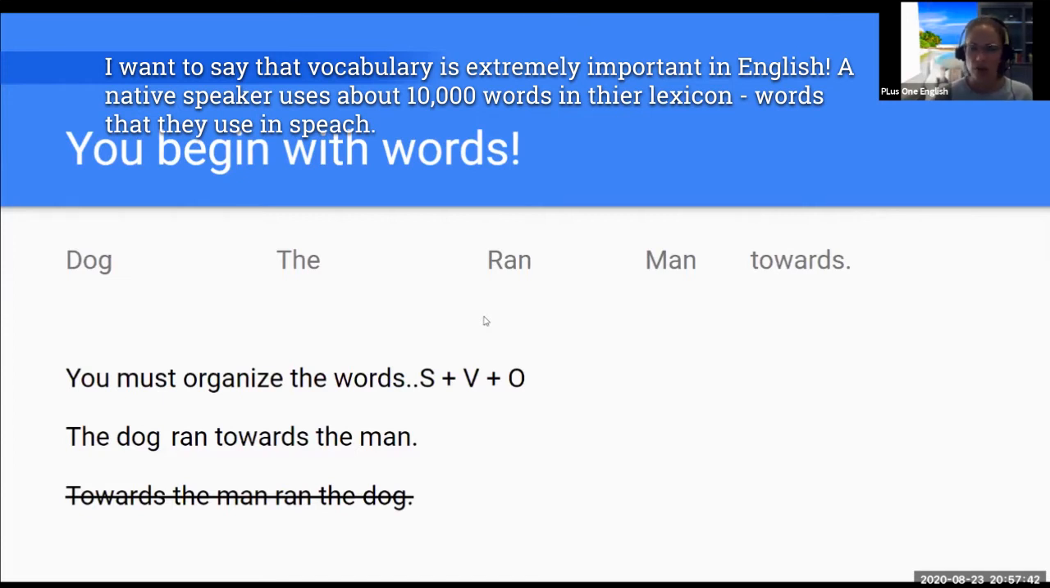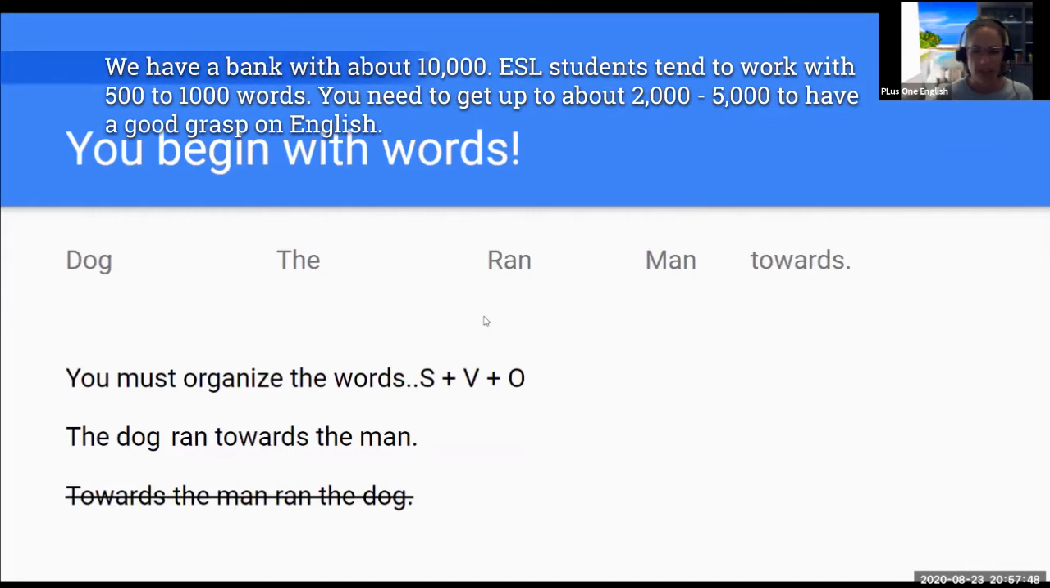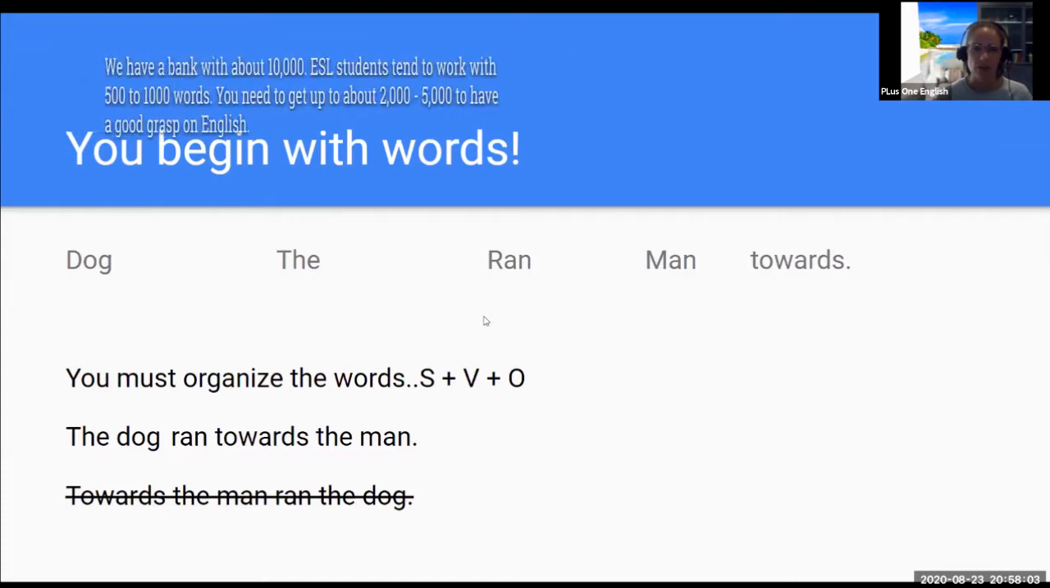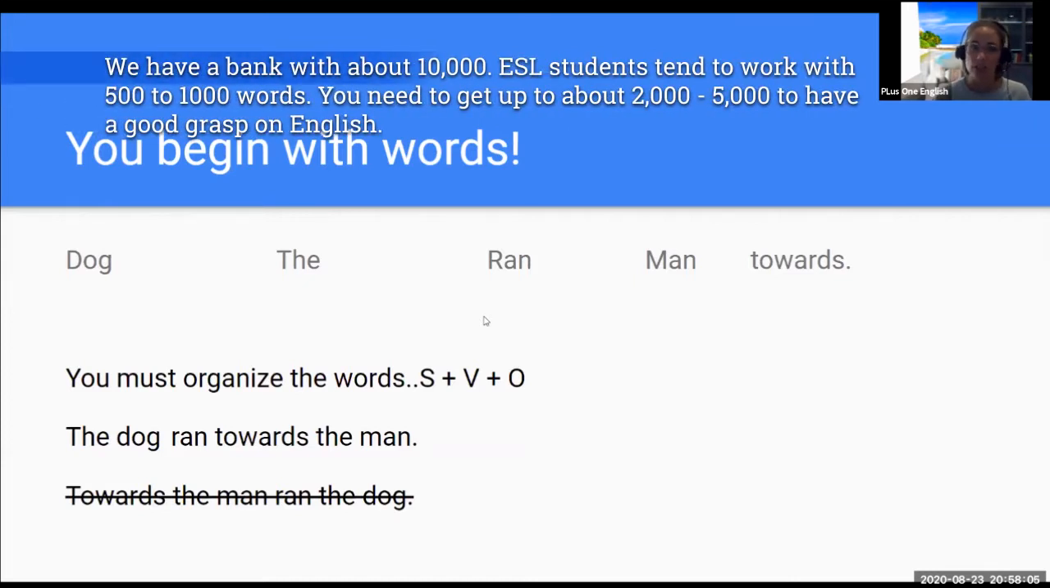A native speaker uses about 10,000 words in their lexicon. That just means words that they speak with. We have a bank of about 10,000. ESL students sometimes try to work with 500 to 1,000. You really need to get up to about 2,000 to 5,000 words to have a good grasp on language. So learning vocabulary in English is extremely important. So we begin with the vocabulary.